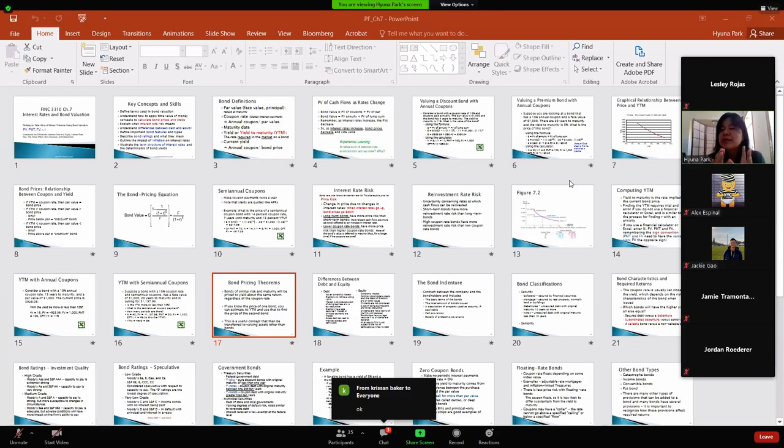But my point is, you should be consistent. If you are using percentage, you should use percentage throughout all the calculations. Otherwise, you mess up. For example, if you use yield to maturity as a decimal but coupon rate as a percentage, you will easily make mistakes. So you should be consistent.